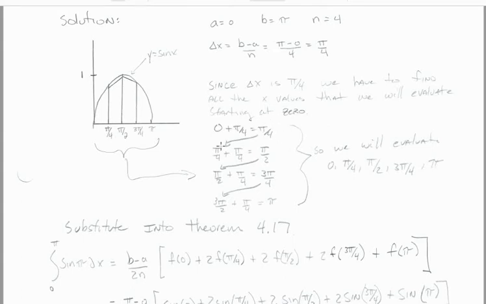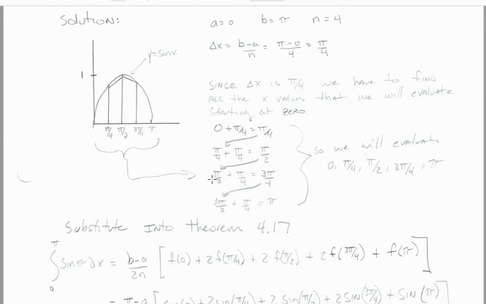And then I'm going to take pi over 4 and add pi over 4. That's going to give me pi over 2. So we're going to evaluate at pi over 2. I'm going to take pi over 2 and add pi over 4. That's going to get me to 3 pi over 4. So we're going to evaluate at 3 pi over 4. And then I'm going to take 3 pi over 4 plus pi over 4 to get pi.